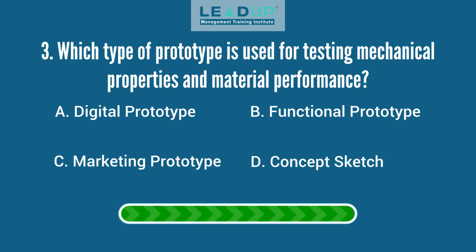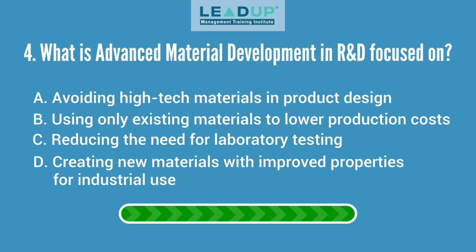Question 3. Which type of prototype is used for testing mechanical properties and material performance? A. Digital prototype. B. Functional prototype. C. Marketing prototype. And D. Concept sketch. Answer: functional prototype.